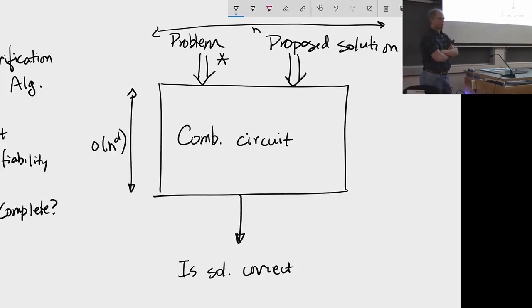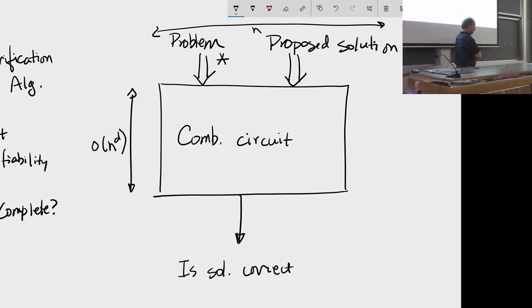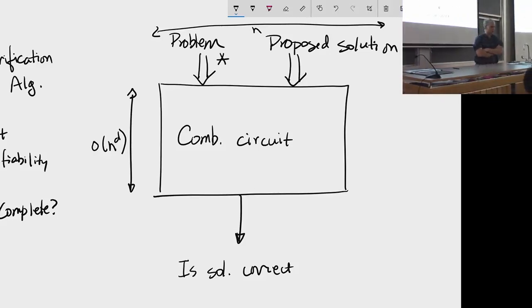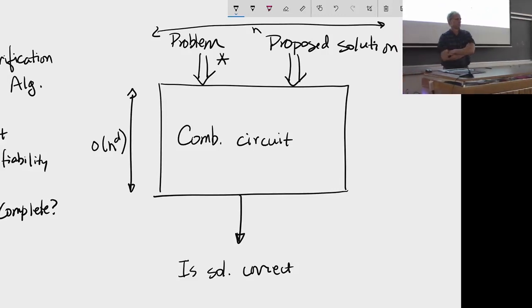And then the second step: we have to show that all of NP maps to that. We need to show that every problem from NP reduces in polynomial time to an instance of the circuit satisfiability problem.